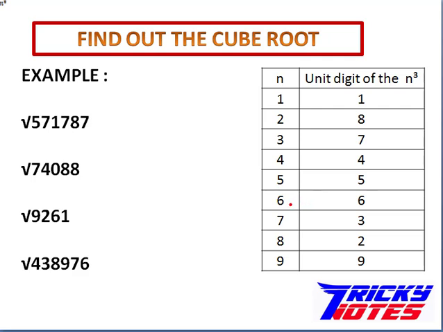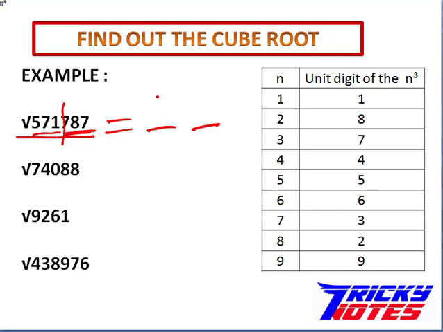We have questions as well as the chart here so that it would be easier for us to solve. Friends, let's take the first example. Every time when you see a number, you need to divide it like this. See, this is 571,787. So 787 will be one part, 571 will be another part. So here we will have two numbers.